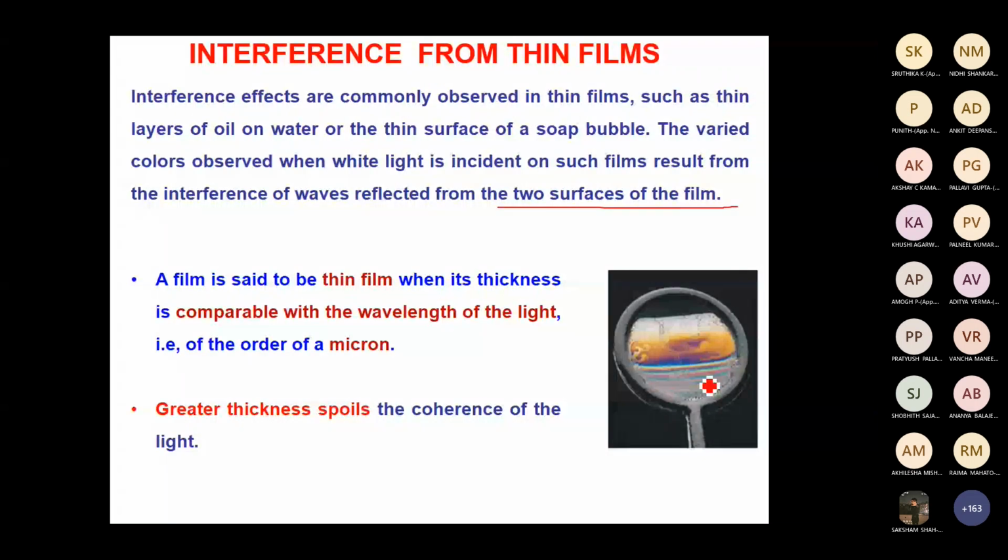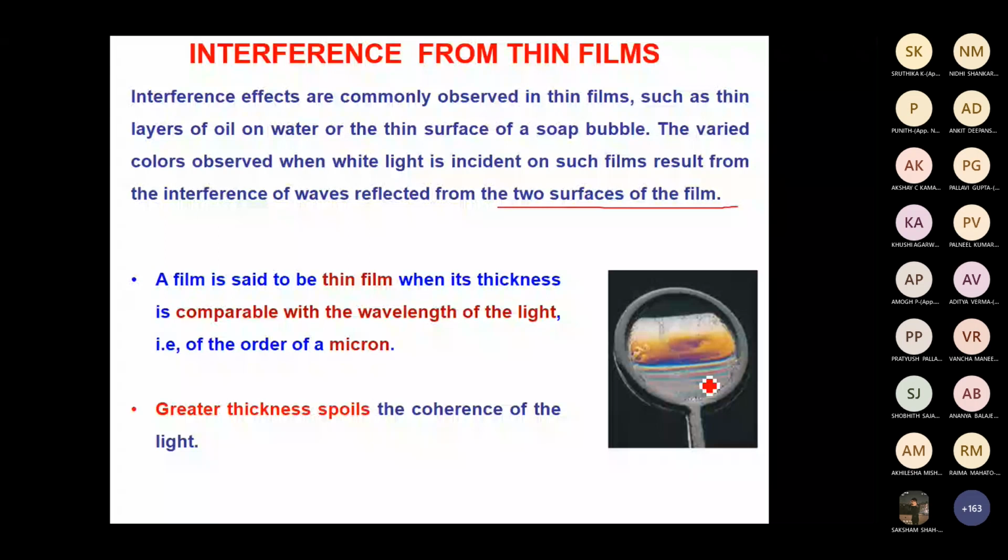This is a question which everyone will be asking, and one should know: we can say a film is thin when the thickness is comparable with the wavelength of light. Roughly, we are talking about visible light, so we can say a few microns, that is of the order of a micrometer. There is no definition whether 500 nanometer, 600 nanometer or 700 nanometer is a thin film.